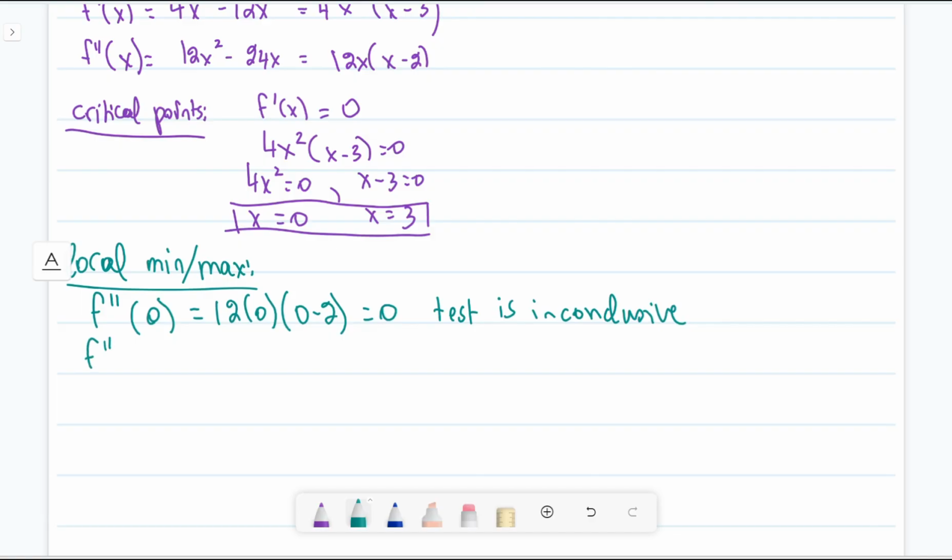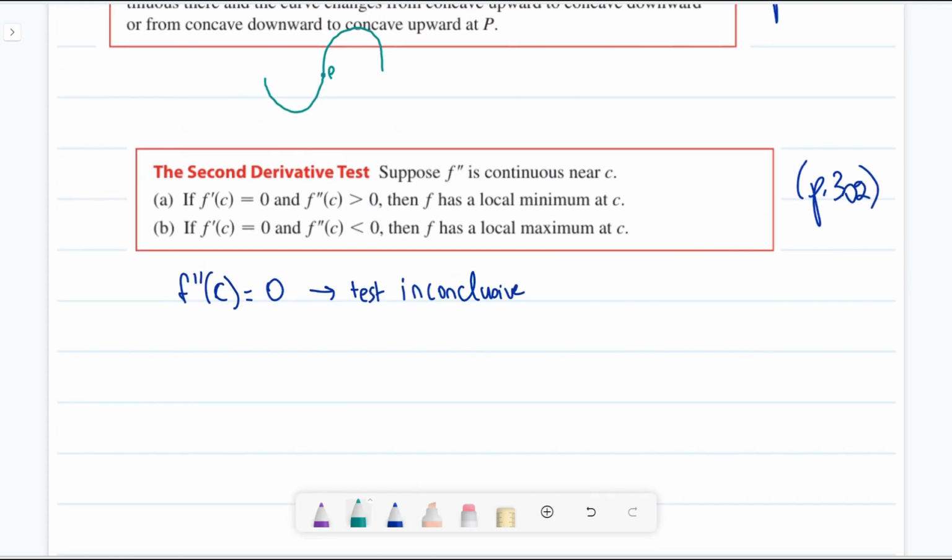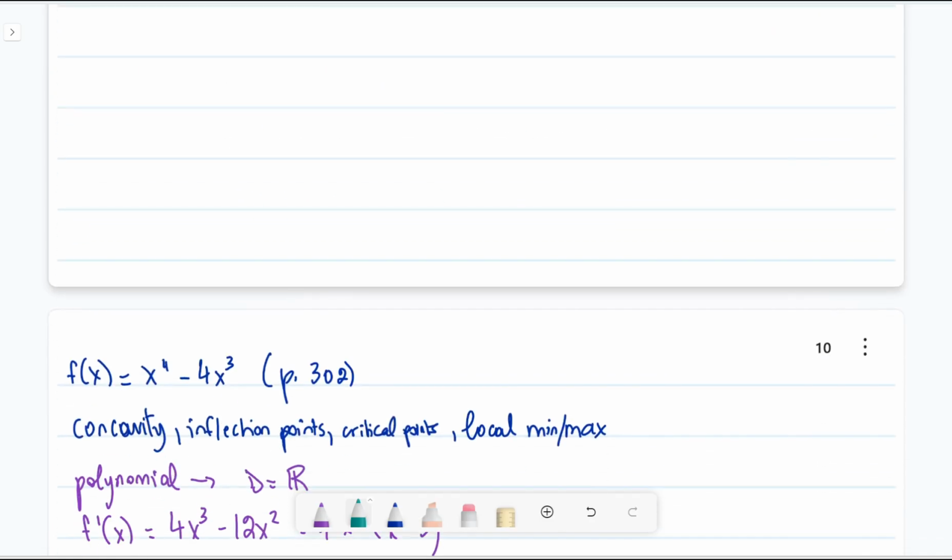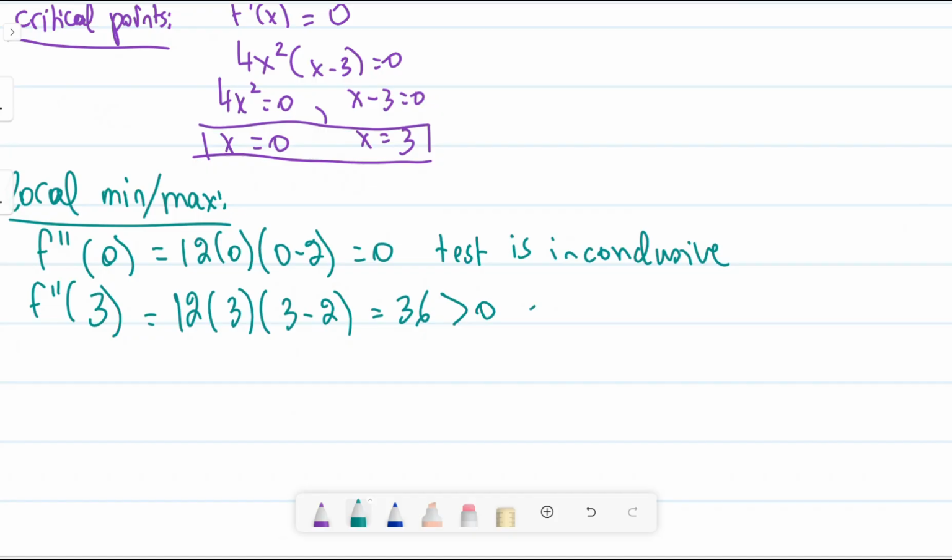Now let's look at the second derivative at point 3. This will give us 12 times 3 times (3 minus 2). So 12 times 3 gives us 36, times 3 minus 2, which is 1. So our answer is 36, which is greater than 0. So if we have the second derivative greater than 0, then we have a local minimum. So at x equals 3, we have a local minimum.